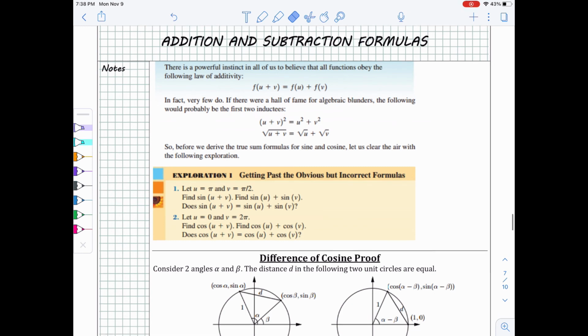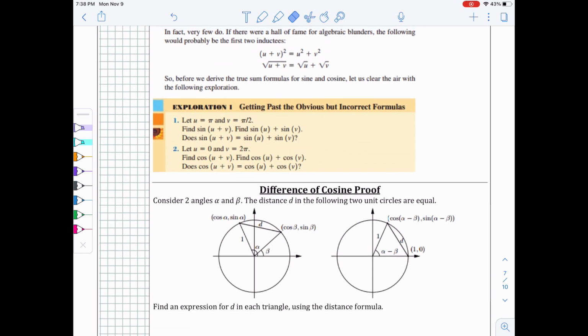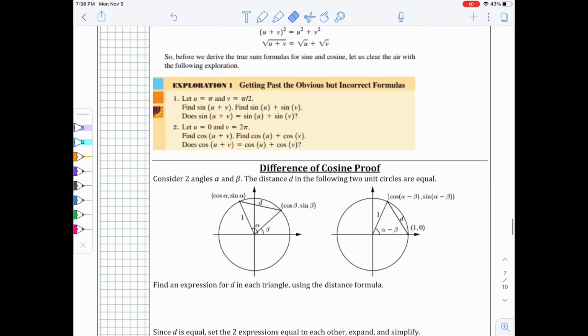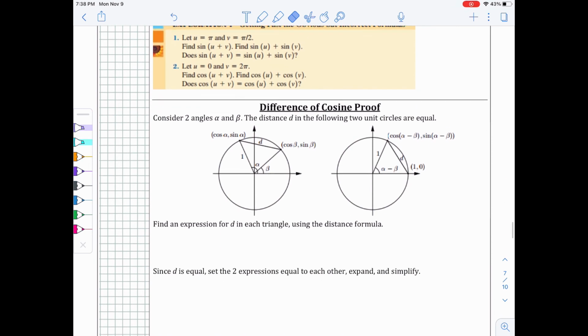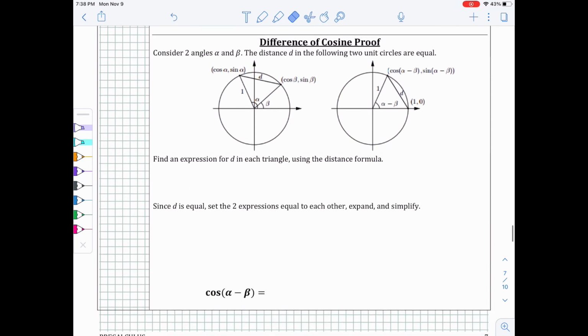The same is true for sine and cosine and tangent. You are not able to distribute a sine over top of a u and a v if they're added together. So this video is going to talk about what you do if you need to deal with a situation where you have the sine of two angles added or subtracted. So we're going to go through a proof here. We're going to start with the cosine difference proof.